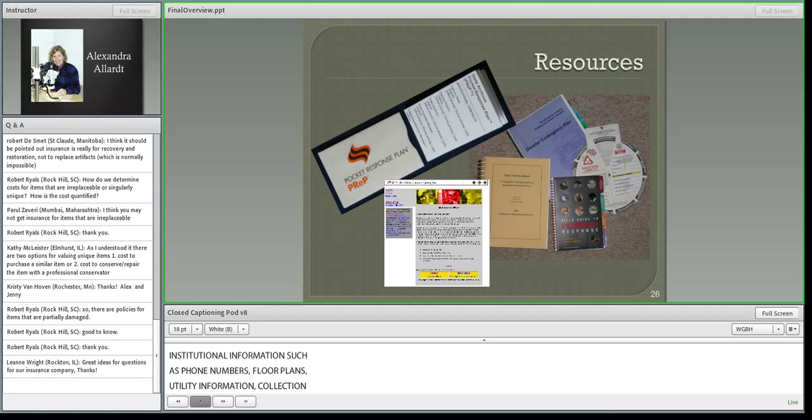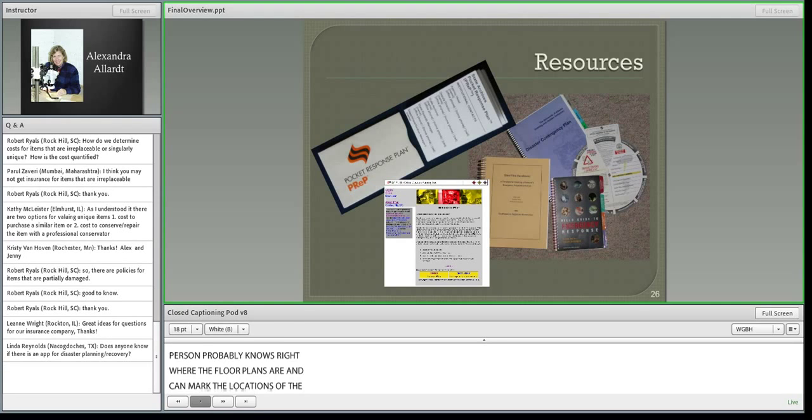For instance, your facility person probably knows right where the floor plans are and can mark the locations of the utilities and shutoff valves. Your financial person probably can provide the insurance numbers and has an idea of the critical documents to prioritize. So divide and conquer. Make a list of the kinds of information, give everybody a couple little tasks, have them come back, and then just accumulate them and gather them all together on the table.